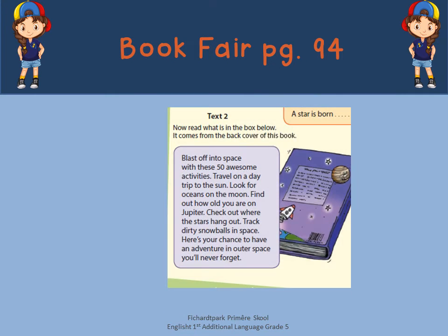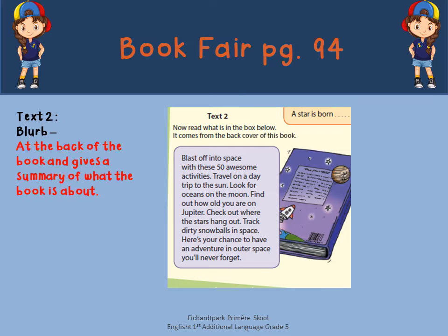Right, let's go to text 2, which is the back cover of the book, and it gives us information about what the book will be about. Something like this we call a blurb. It's at the back of a book and it gives a summary of what the book is about. So you can decide whether you want to read the book or buy the book or not. Let's read this back cover.